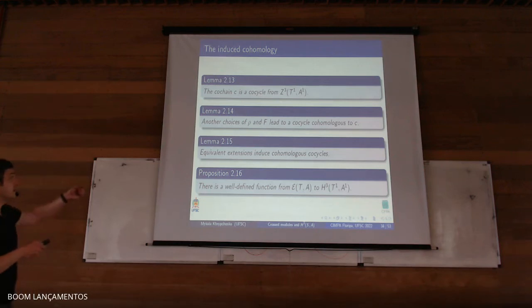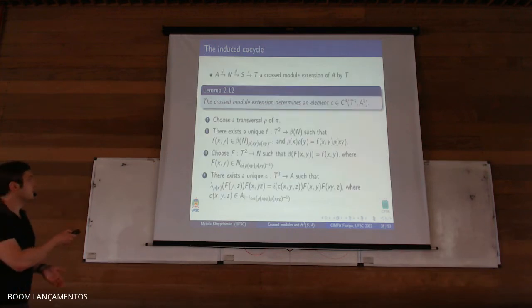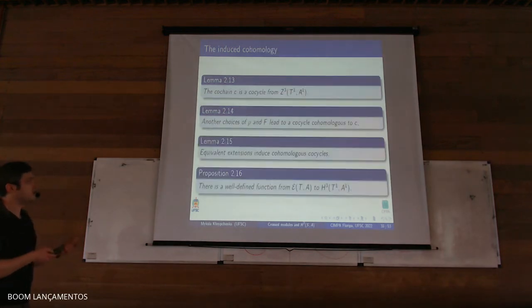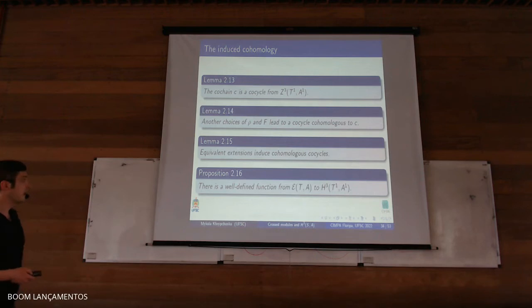And again, if you choose another transversal, if you lift your map small f in a different way, it will give you a cohomologous cocycle. And even more, if you have equivalent extensions, it gives you a cohomologous cocycle. So you have this map from equivalence classes of extensions to the third cohomology group. And you show that this is the cohomology group as I defined above.